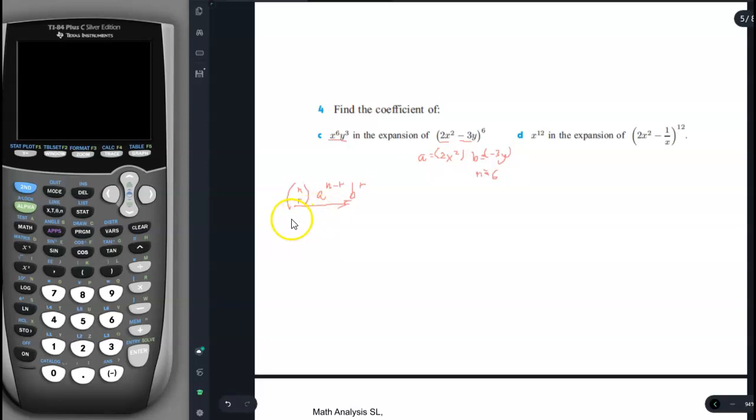Okay, so first we're going to fill in everything that we know. The n is 6, r we don't know. The a value is 2x squared. n minus r would be 6 minus r. And b would be negative 3y to the r, right? And we know that that's going to be equal to some coefficient times x to the 6th y cubed, because that's what they tell us this term looks like, okay?